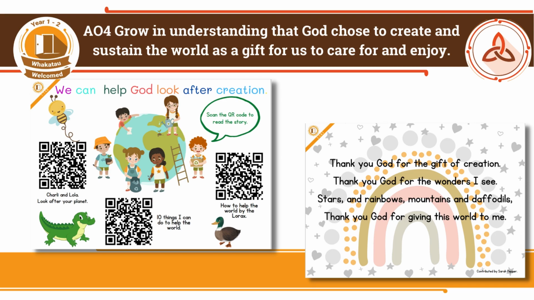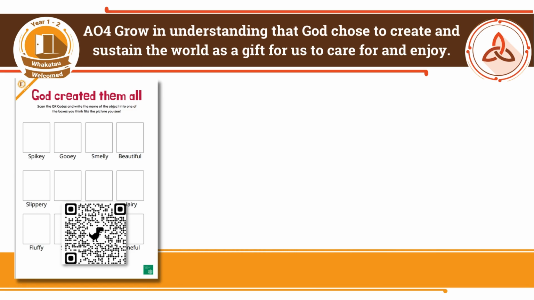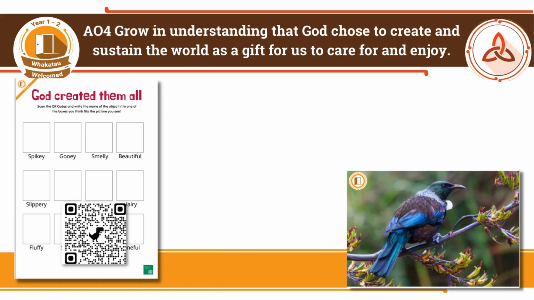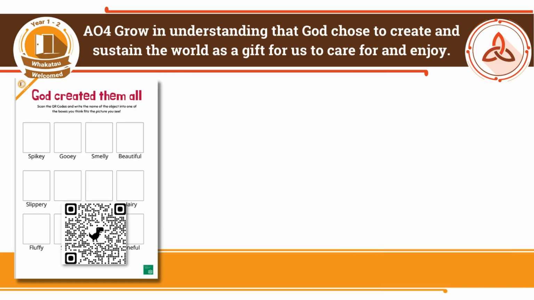In this pack, there's also a QR code sheet that could be used as a reading rotation with stories linked to looking after creation. To be honest, this is one of my favourite activities in this phase of learning. The blobfish never fails to get a reaction. This activity sends children on a QR code scavenger hunt, appreciating all the gross and wonderful creatures that God has created. They then match the creature to the adjective they think describes it on the sheet. Lots of fun, as you can imagine.